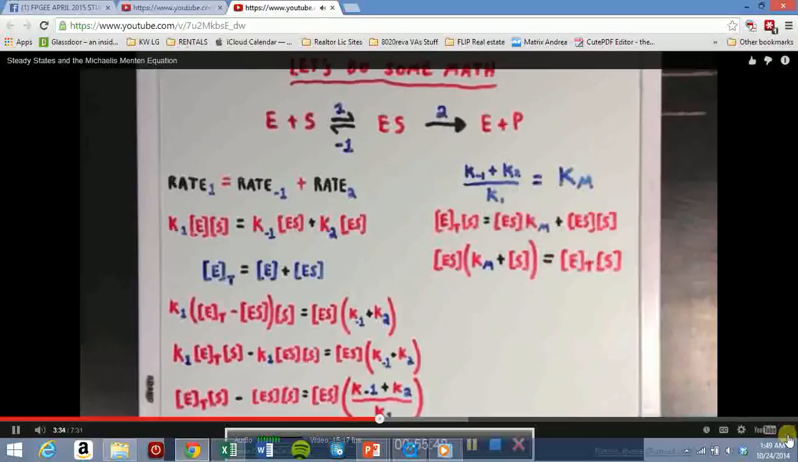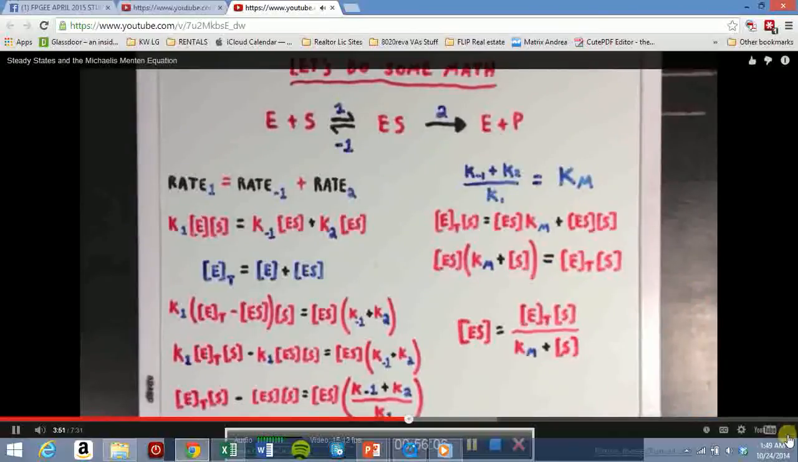First, I switched the left sides and right sides of the equation, just to keep things clear, but I've also factored out the common term ES on our new left side. And then what I'm going to do is divide both sides of the equation by Km plus S, so I can move that term to the right side.